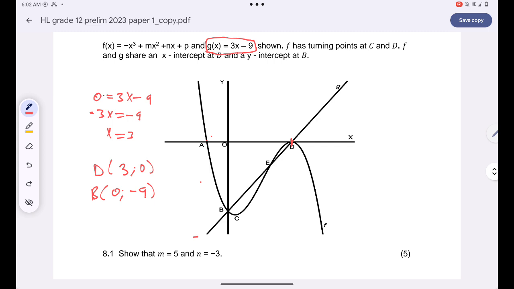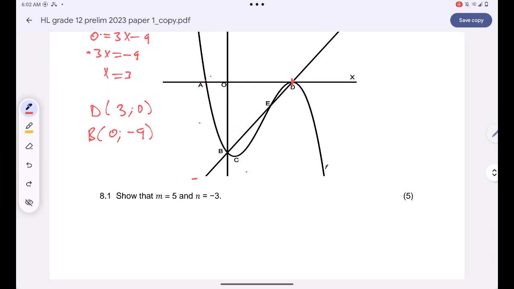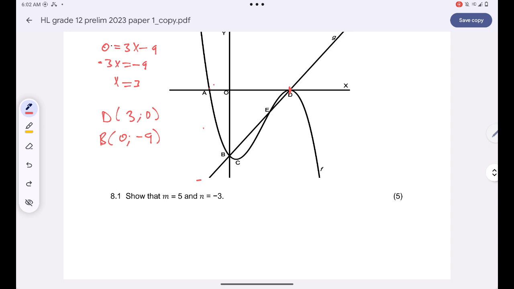The first question, guys, they want us to show that m is 5 and n is equal to -3. We are given f(x). Since I already know one of the x-intercepts, I can simply say f(x) is equal to a(x - p)(x - k)², are you together? Whereby both p and k represent our x-intercepts, and this one is squared because the graph also turns on the x-axis.